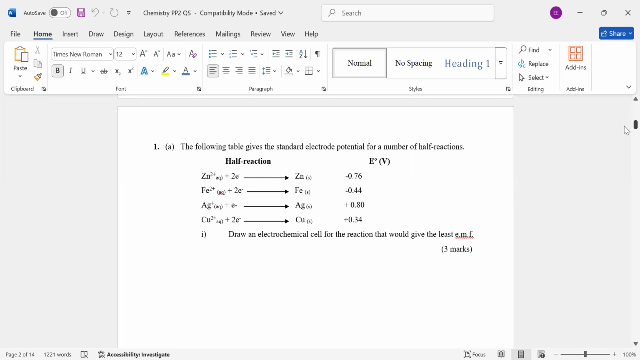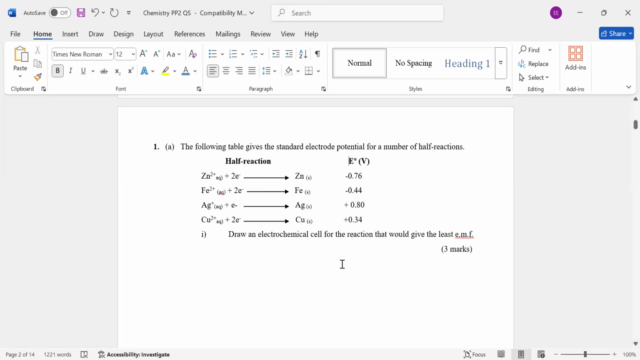The table below gives the standard electrode potentials for a number of half reactions. So we do have the half reactions. We have the zinc ions plus electrons to give zinc, and of course, we have the E value that has already been given there. I want to believe that at least you've gone through the questions. So we can see we have zinc ion, and in this particular question, we've been given the actual symbols of the elements, meaning we've been given the actual elements. So it's a bit easy.